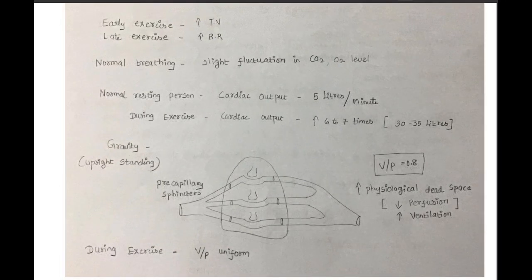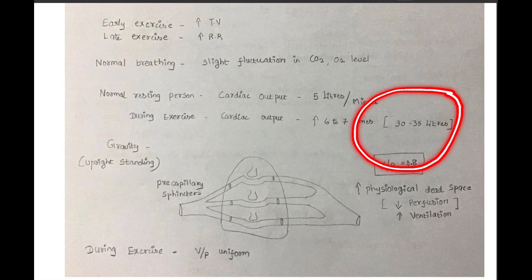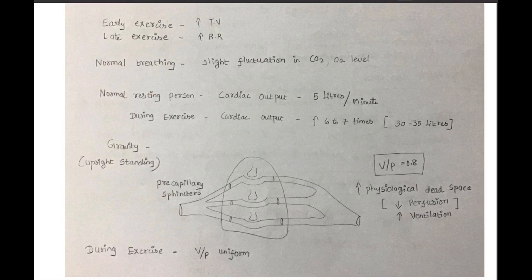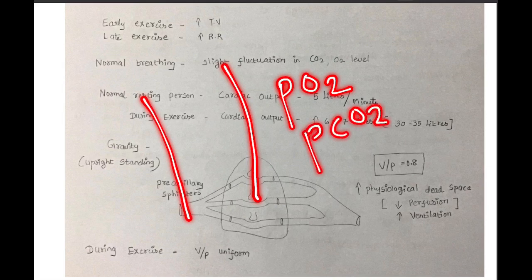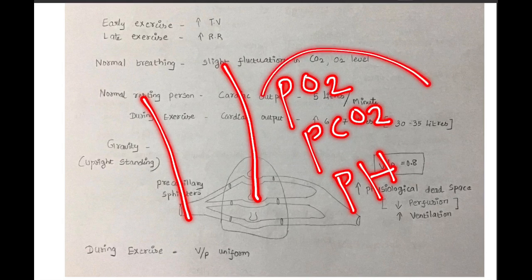During exercise this 30 to 35 liters of blood also flows through the arteries. So in arteries there will be increased flow of blood, but note that the partial pressure of oxygen, the partial pressure of carbon dioxide and the pH remain unchanged. They will never change during exercise.